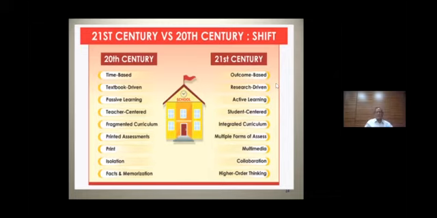Printed assessments are used in the old education system. Multiple forms of assessment we are going to follow in coming years. Printing material is replaced by multimedia, isolation by collaboration, and facts and memorization by higher order thinking. All these are changes, a shift that is going to take place in the 21st century.